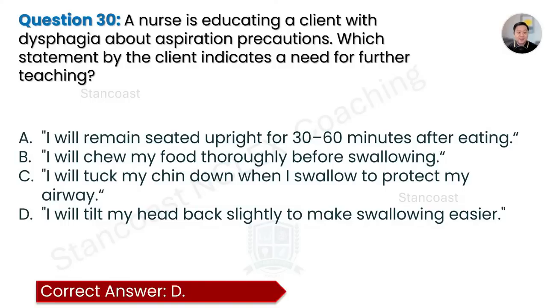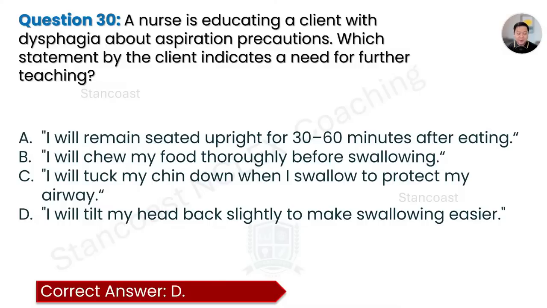Now, letter A is incorrect. Sitting upright after meals minimizes the risk of aspiration, and this is a correct precaution. So that's why we are going to eliminate this. And letter B as well, because chewing food thoroughly before swallowing will help reduce choking and aspiration risk. And for letter C, tucking the chin down while swallowing can reduce the aspiration risk by helping to close the airway.